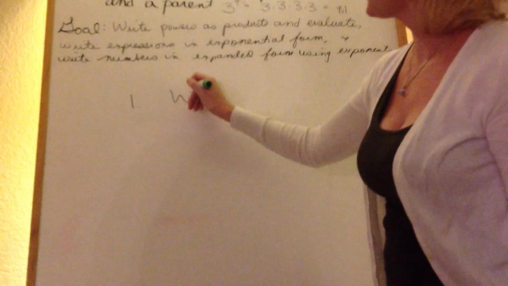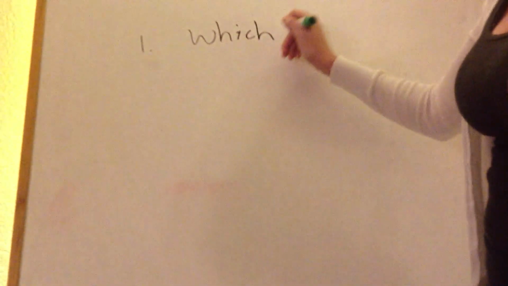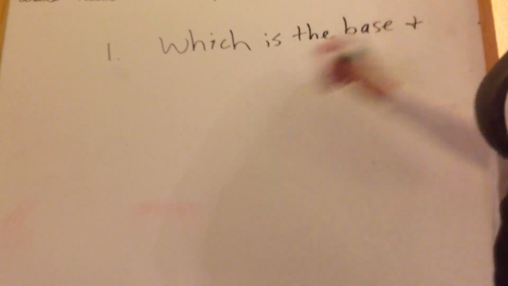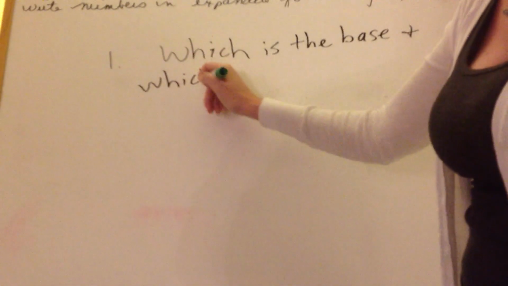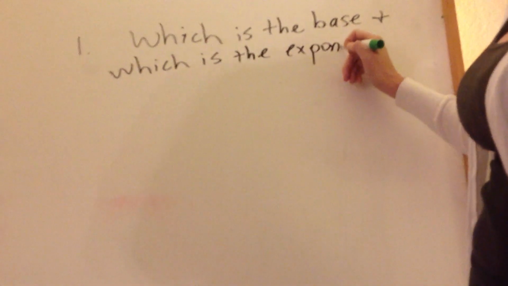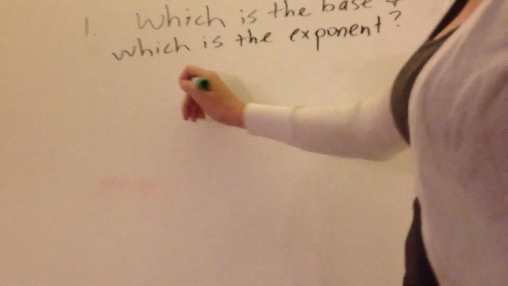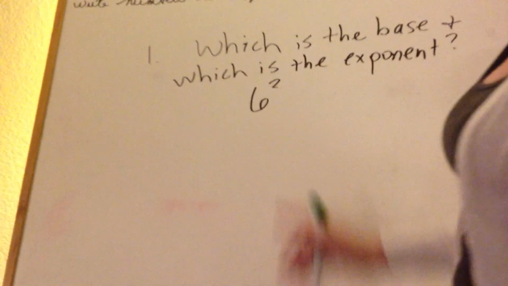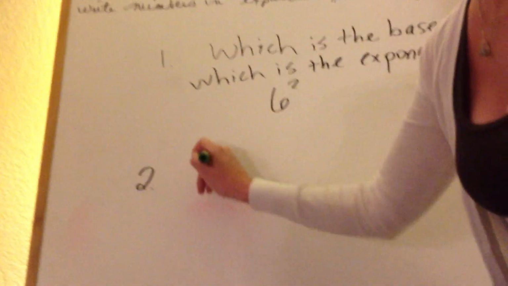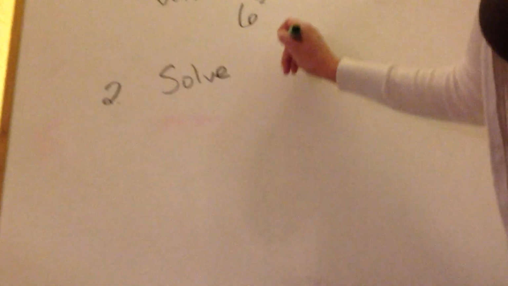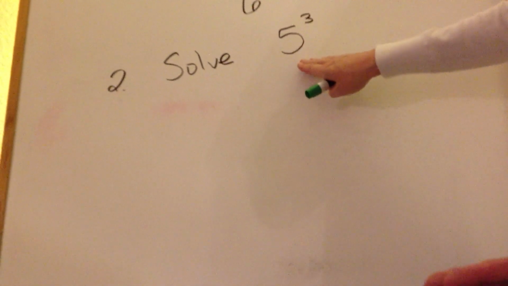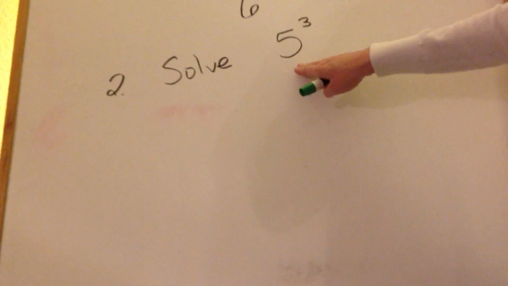So the first one I want you to do is teach them what is a base. So you're going to write which is the base and which is the exponent. And you're going to write down 6 squared. And I want you to teach them which is which and have them mark it. Then I want you to have them solve this problem. You need to teach them what this means. This means 5 times 5 times 5.